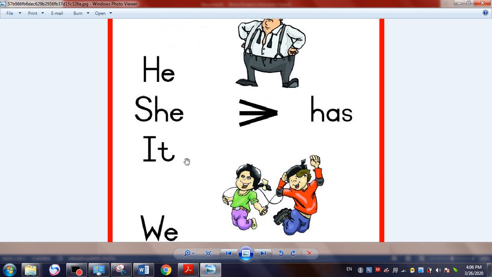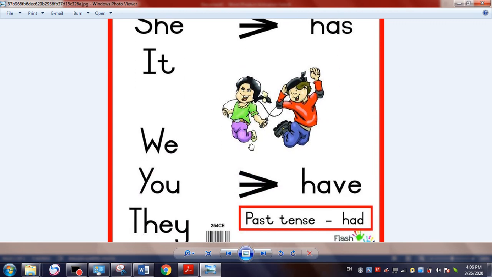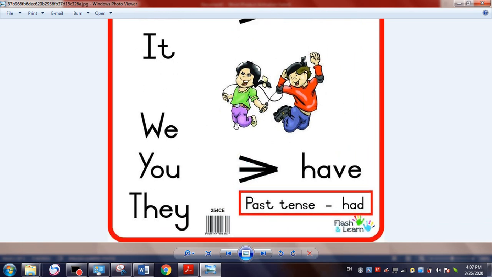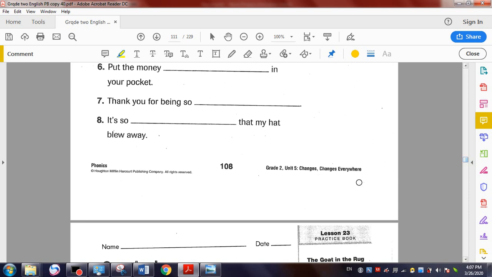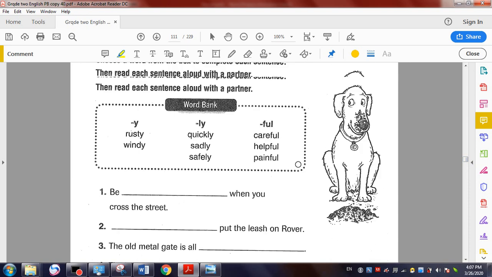What about he, she, and it? We use has. So we say he has, she has, and it has. This is for the present. And we also said that we use had to talk about the past tense, or talk about something that happened in the past. Right? Now I want you to get page 107 and let's start answering the questions there.